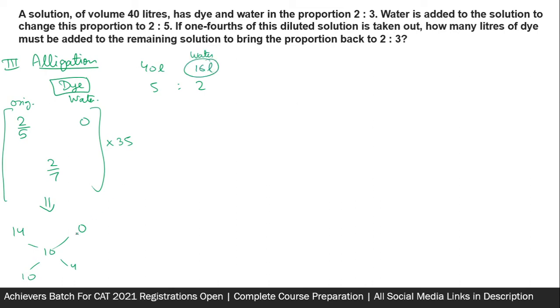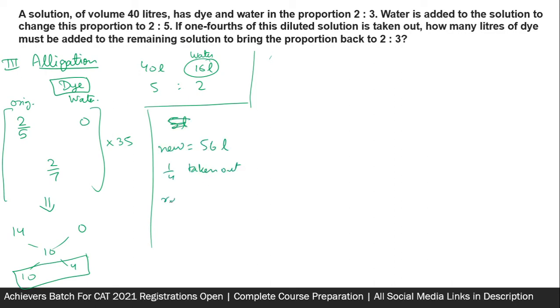So I get to know that 16 liters is added. Now we have a new solution of 56 liters, 1/4 taken out, remaining is 42 liters. Okay, now this 42 liters solution, and I'll be taking water now. I could take dye also, doesn't matter, just to show you that any one of these things can be taken. So water had a concentration of 5/7. Now dye is added to it, 0.